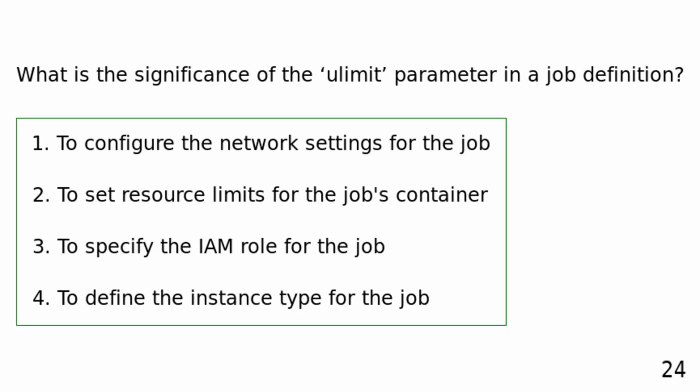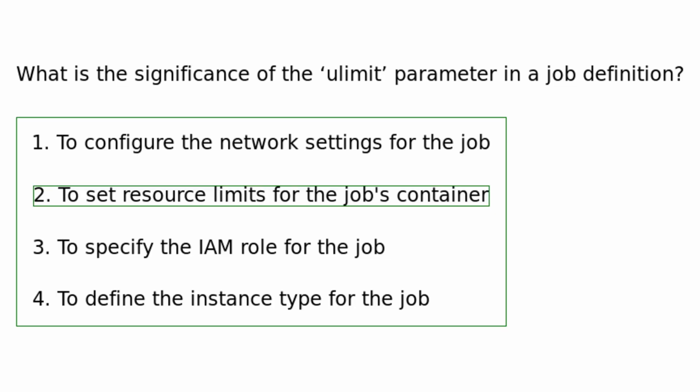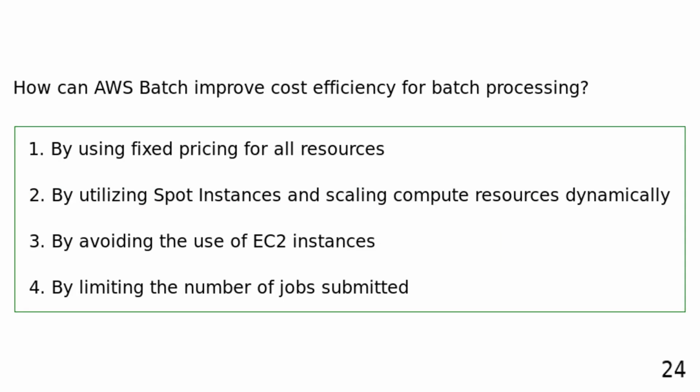What is the significance of the ulimit parameter in a job definition? To configure the network settings for the job. To set resource limits for the job's container. To specify the IAM role for the job. To define the instance type for the job. The ulimit parameter in a job definition sets resource limits, such as memory and CPU usage, for the job's container, ensuring controlled resource consumption.